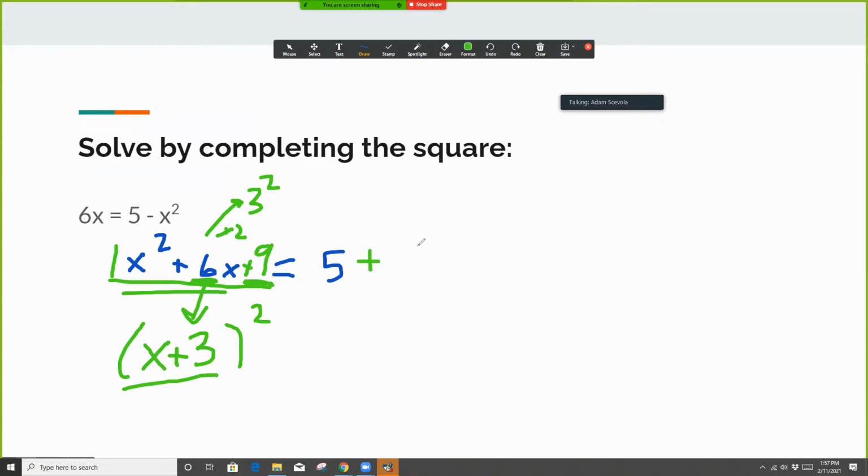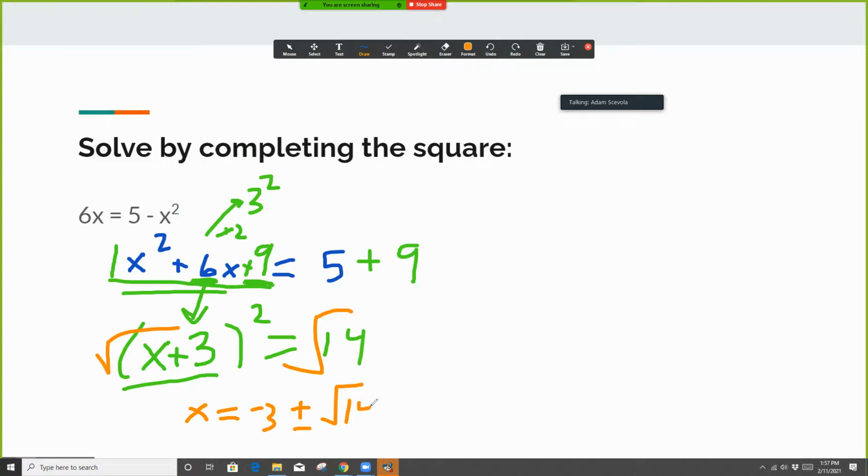Now, you also have to add it to the right side, because it's an equation, it's got to stay equal. And now you could solve this by taking the square root of both sides. So you take the square root of both sides, and then subtract 3, and you get x is equal to -3 plus or minus, because we took the square root, root 14. Now, this part here, we're not going to need to do going forward. It's just a flashback to Algebra 2.